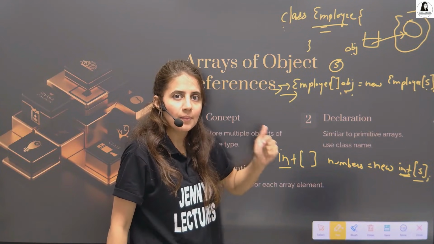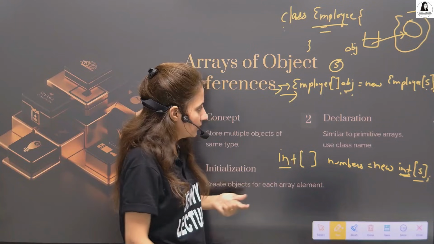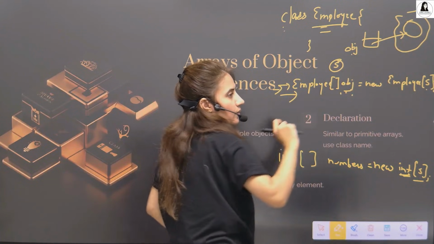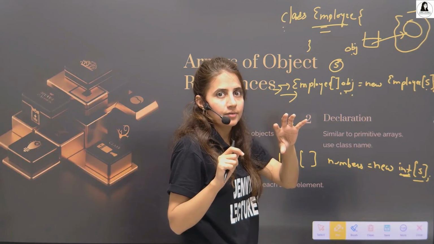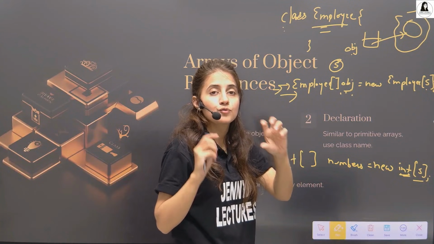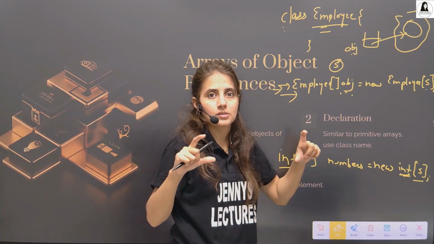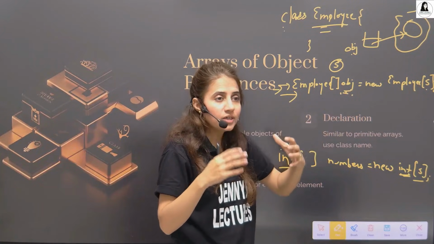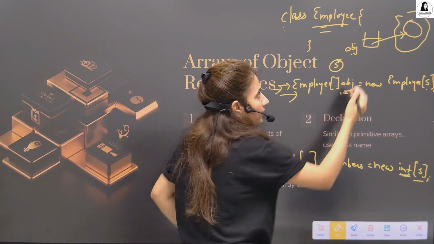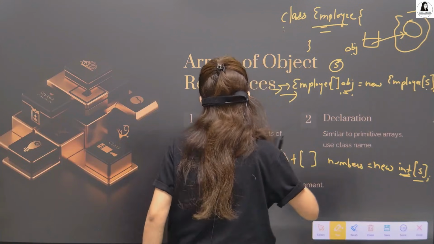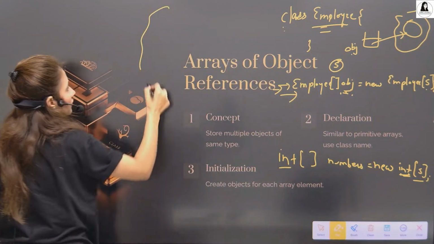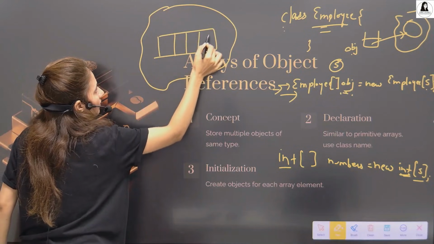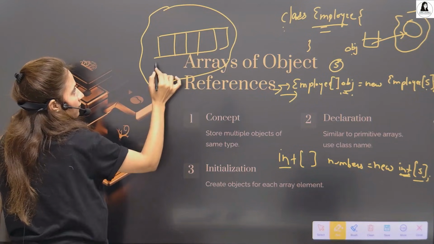So what is happening now behind the scenes? In the heap, memory has been allocated for 5 object references, not actual objects. Obj is an object reference. So in memory, let me show you this thing here. Suppose this is the heap area. So here we have these 5 object references.